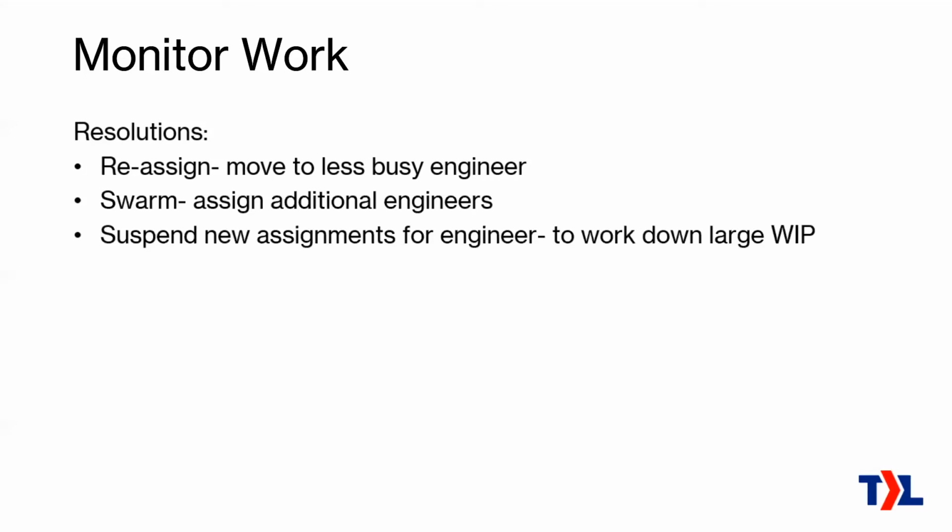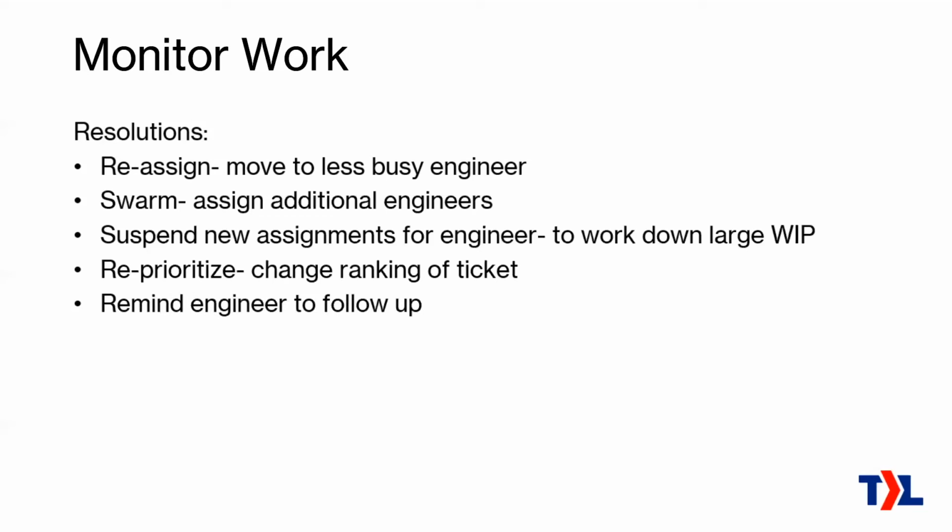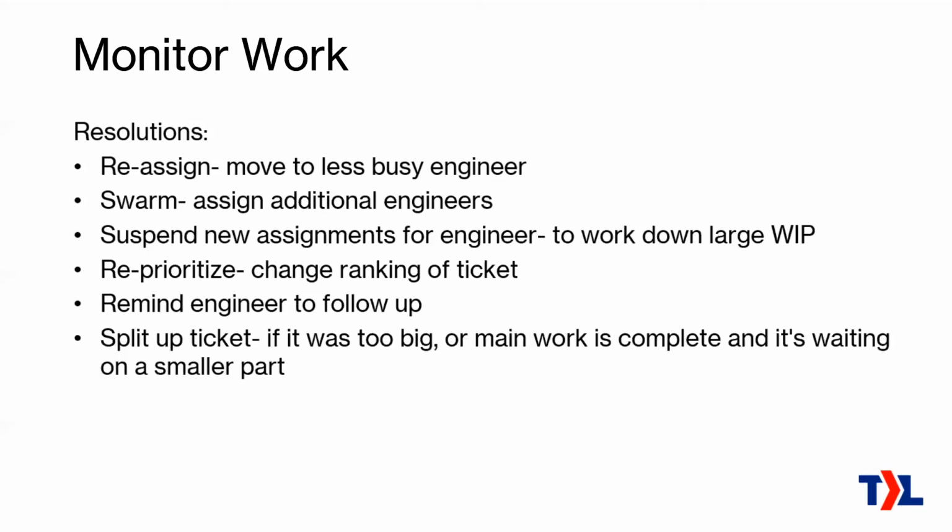You can suspend new assignments for an engineer, meaning you say, hey, so-and-so, what you have ongoing right now is enough. I'm not going to send you any new work, so that you can actually work down this large work in progress that you have. You can reprioritize, change the ranking of a ticket. That's fine to do in Kanban. You are free to change how those tickets are ranked at any time you want. Sometimes you just need to remind an engineer to follow up.